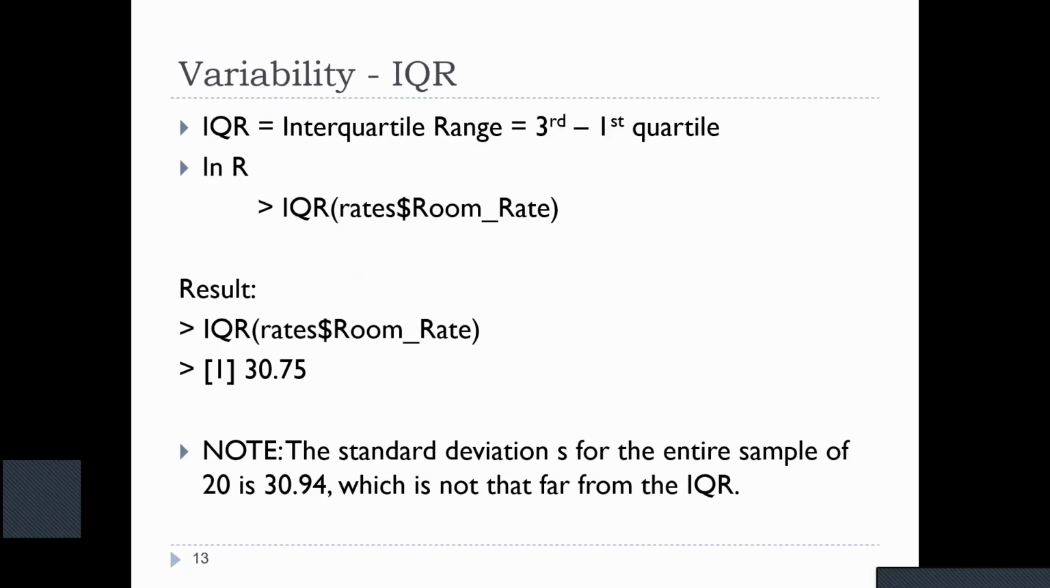And remember, this is kind of analogous to the standard deviation, so you might want to think back and remember that for the entire sample, the standard deviation is 30.94, which is not that far from the IQR in this case. There was one outlier that's influencing it. It was on the high end, so that's also making the standard deviation larger because there's an outlier. But that did not influence the IQR.